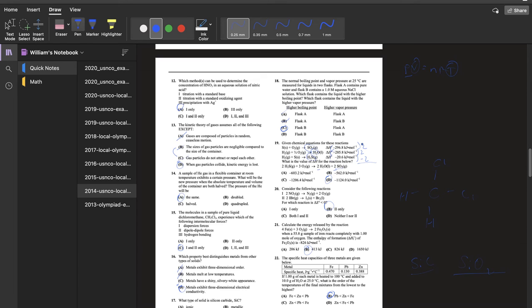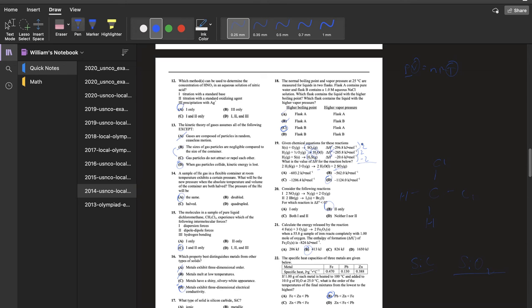If you add these all up, which I'll do right now: -268, -296, oh, I can't speak today, times 2, plus -285.8 times 2, plus 41.2. That gets you -1124. So that's why we choose D.